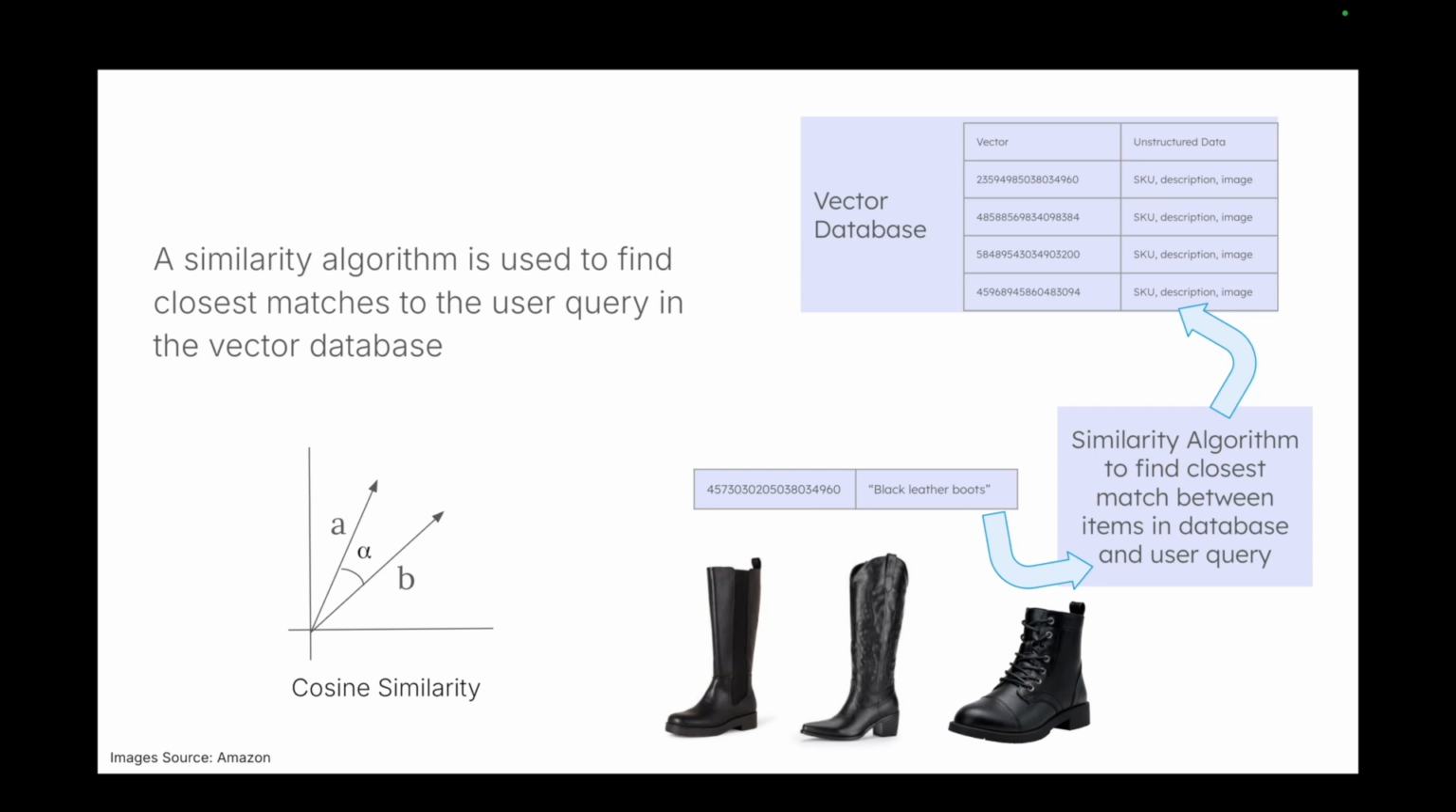All right, so now I have my vector database and my user query, and I have vectors that represent everything in my database, and a vector that represents my user query. These are all numbers, so now I can do math. Now I can use a similarity algorithm to find closest matches to the user query in the vector database. There are many different ways to calculate this. Most commonly used is cosine similarity, which just finds the angle between two of these vectors. So it's trying to find the most similar vector. In this particular example, when I said black leather boots, perhaps the three boots that come up as my three closest matches look like this.